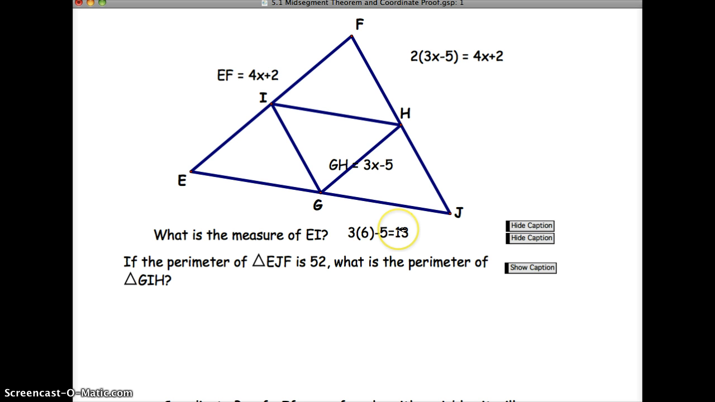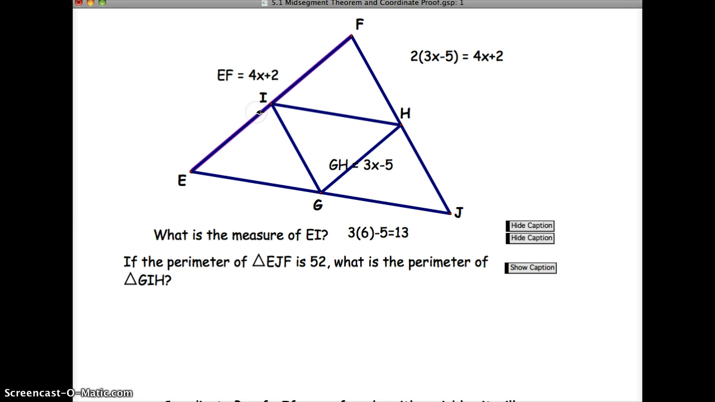And that was my length of EI. I could also come in here. Let's say you didn't connect the dots. Let's say you didn't realize that GH and EI were congruent. You could also come in here and say, you know what? I'll put 6 in for x. I'll have 4 times 6 is 24 plus 2 is 26.